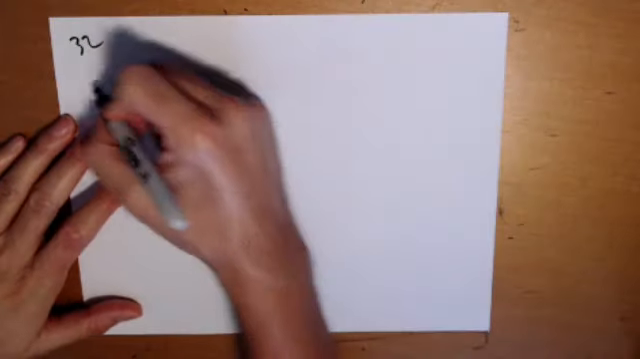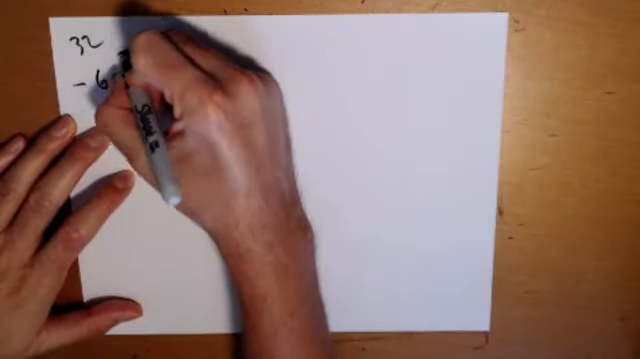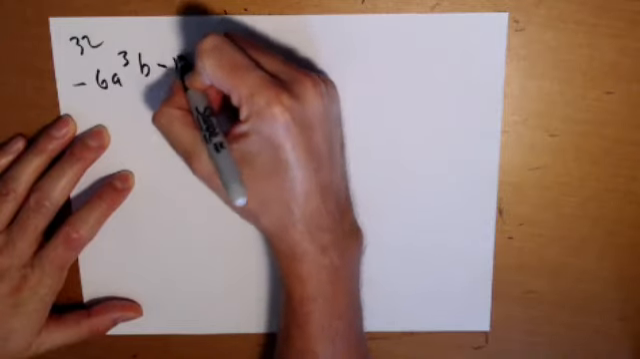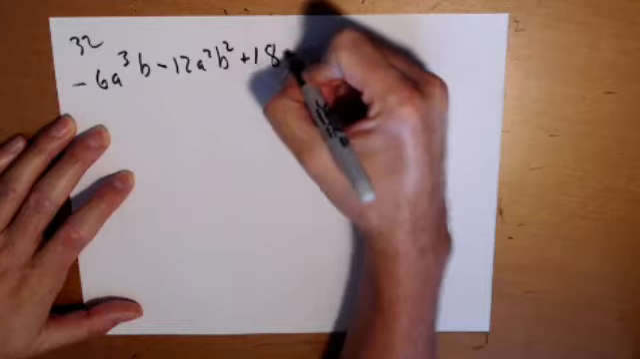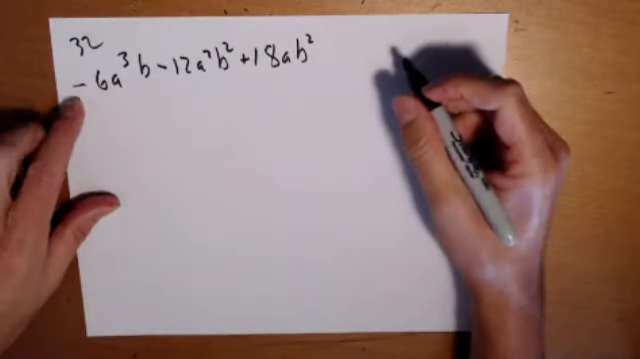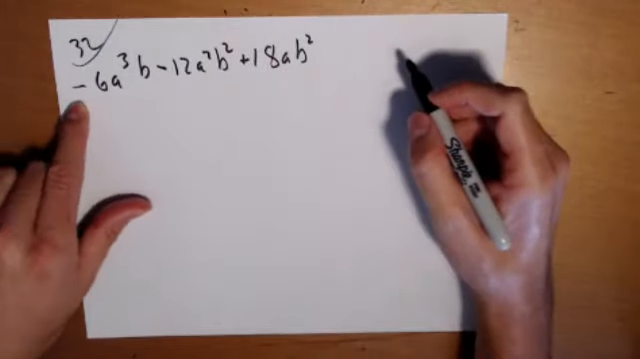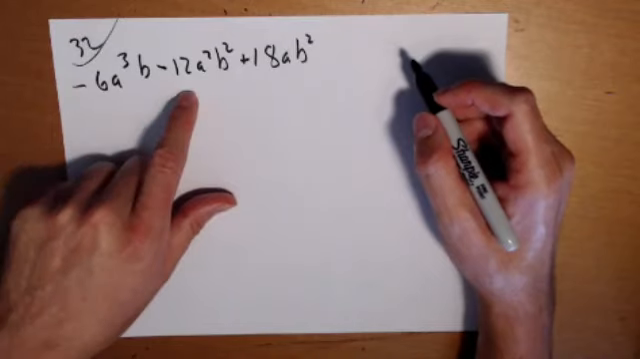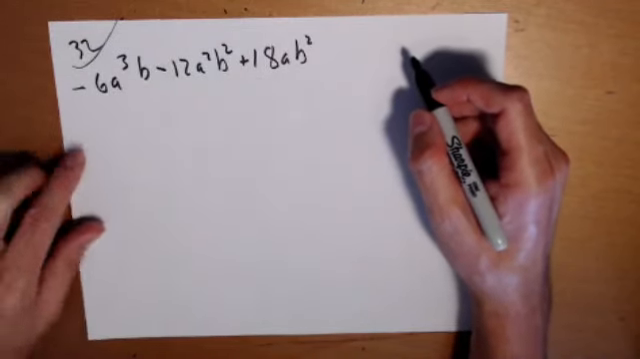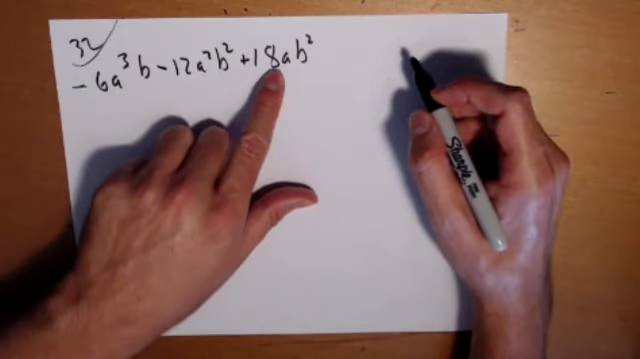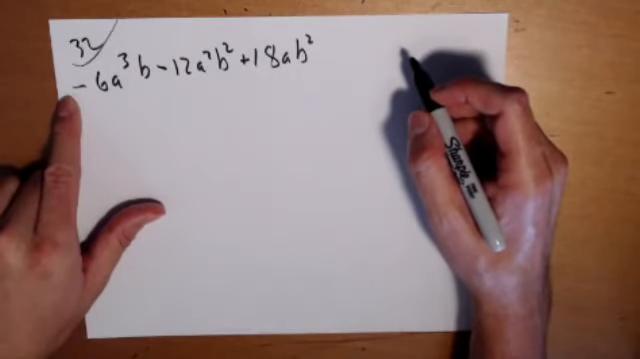32. Negative 6a cubed b minus 12a squared b squared plus 18ab squared. Let's see if I wrote it down correctly. Negative 6a cubed b minus 12a squared b squared plus 18ab squared. Okay, number stuff: 6, 12, 18. So 6 goes into all of them.